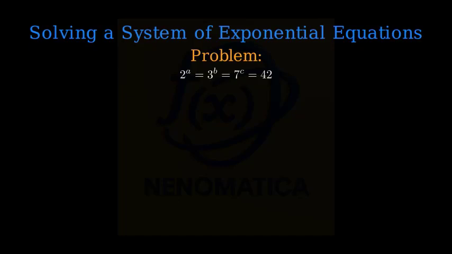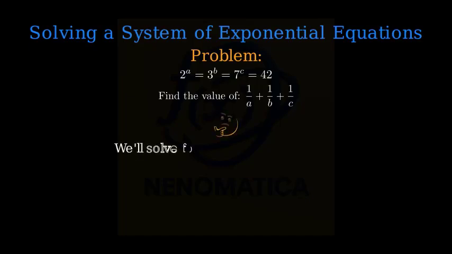2 to the power of a equals 3 to the power of b, which equals 7 to the power of c, which equals 42. We need to find the value of the expression 1 over a plus 1 over b plus 1 over c. Let's start by understanding the structure of this problem. We need to relate each exponent to the value 42. We'll solve for each variable a, b, and c, and then use these values to calculate our expression.